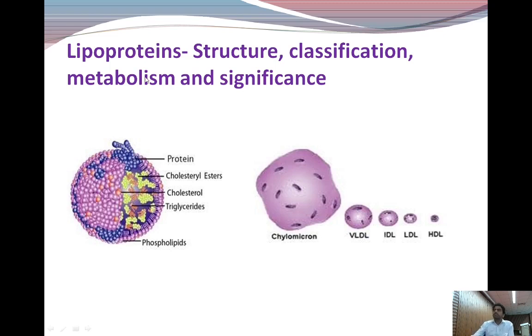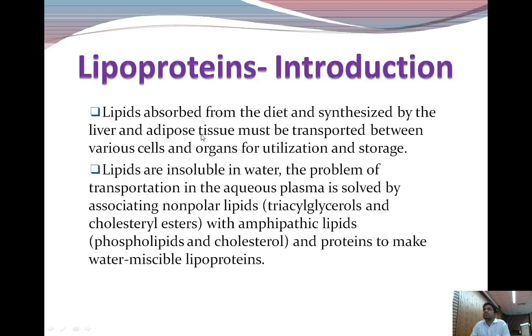So today we are going to discuss lipoproteins. Basically, what are lipoproteins? What it is, structure, classification. Classification is important for you, and its metabolism and significance in the body, and how it is important for lipid metabolism and lipid transport. Lipoproteins are the carriers of lipids, whether absorbed from the diet or synthesized in the liver or adipose tissue. So either lipid you can take from the diet or it can be synthesized in the body.